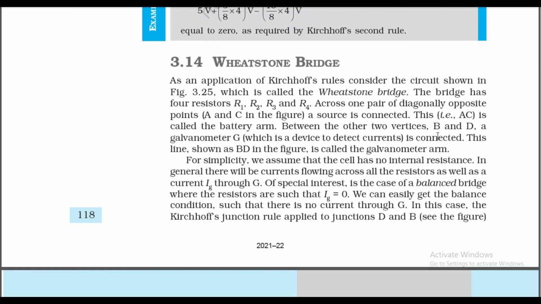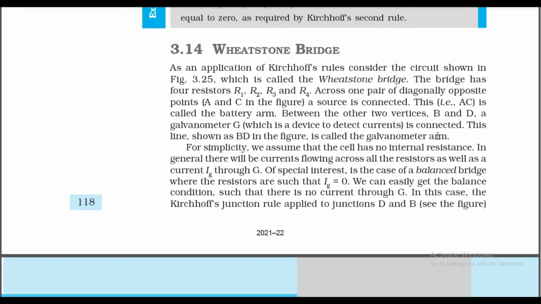3.14 Wheatstone Bridge. As an application of Kirchhoff rules, consider the circuit shown in figure 3.25, which is called the Wheatstone Bridge. The bridge has 4 resistors R1, R2, R3 and R4. Across one pair of diagonally opposite points A and C, a source is connected. This, that is AC, is called the battery arm. Between the other two vertices B and D, a galvanometer G, which is a device to detect currents, is connected. This line shown as BD in the figure is called the galvanometer arm.